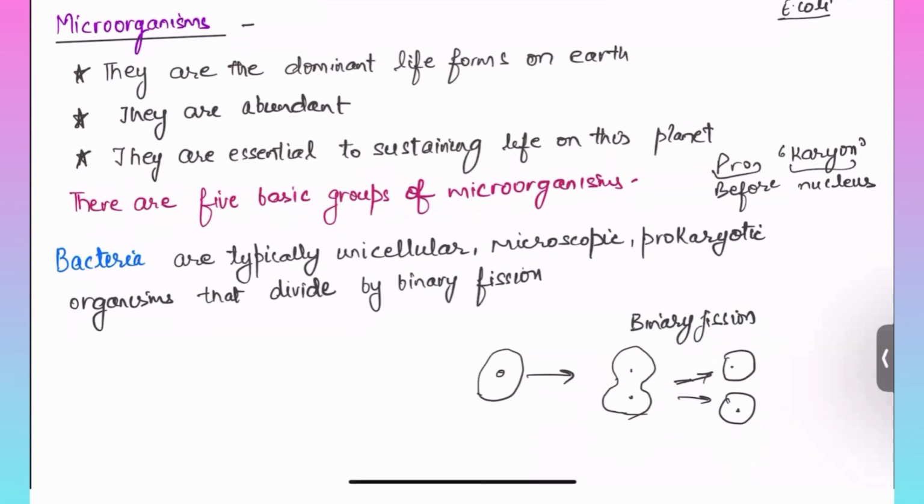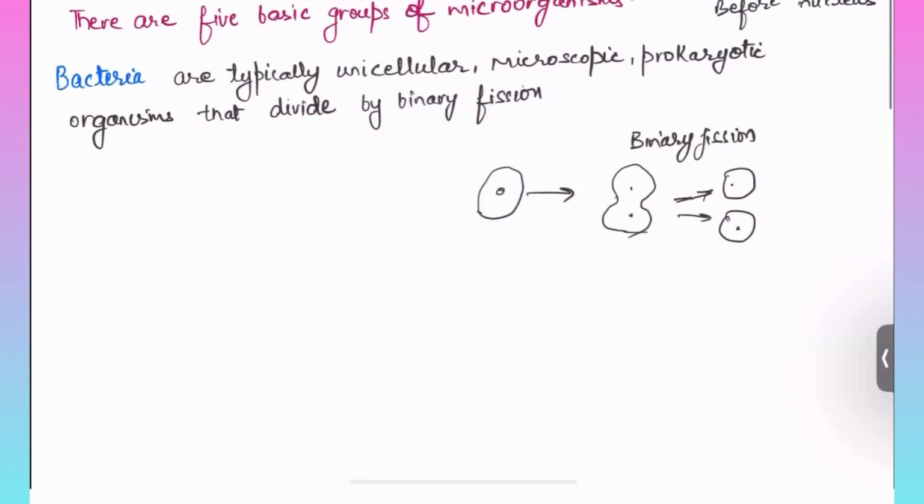E. coli is a very common bacteria. It's not pathogenic. Do you know what this term pathogenic means? When we say non-pathogenic, that means it's not harmful to our bodies. When we say pathogenic, it's harmful, because pathogenic means disease causing.